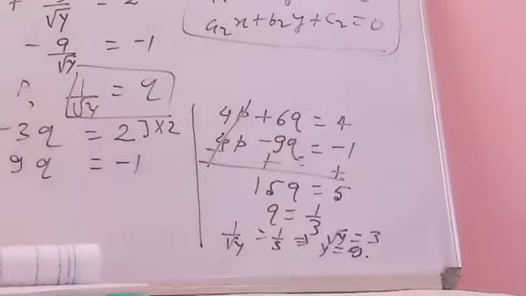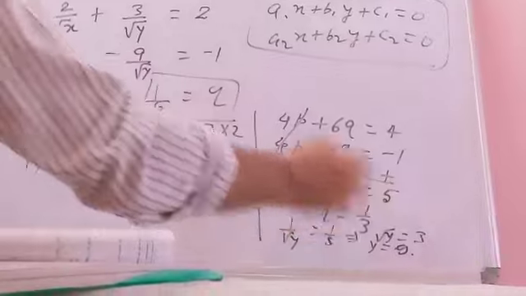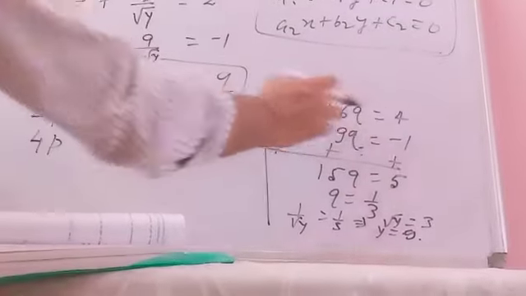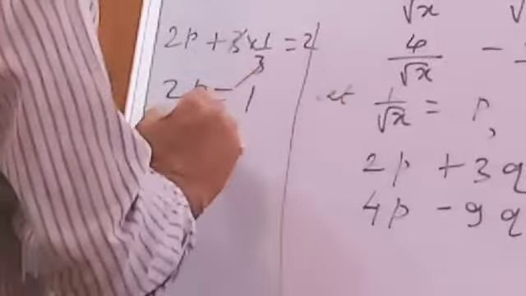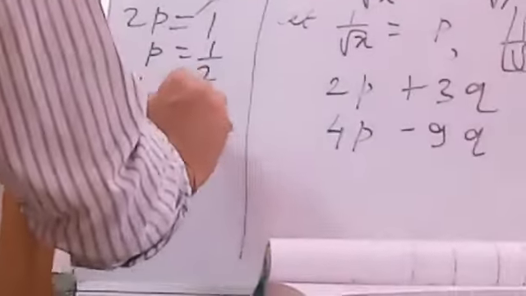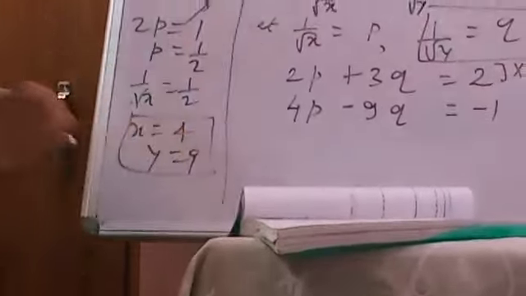Once we have the value of q, we can find the value of p by using 2p plus 3q is equal to 2. For q we have 1 by 3, so 3 into 1 by 3 cancels, and 2p is equal to 1. So p is equal to 1 by 2. And for p, 1 by root x is equal to 1 by 2, so x is equal to 4. So x is equal to 4 and y is equal to 9. This is the answer for the second part of question number 1.